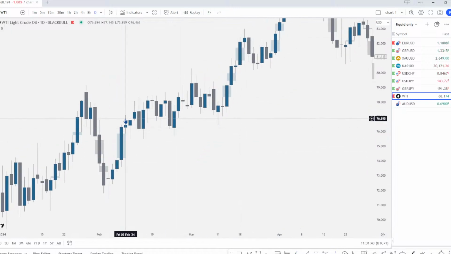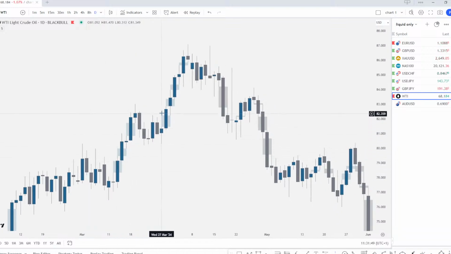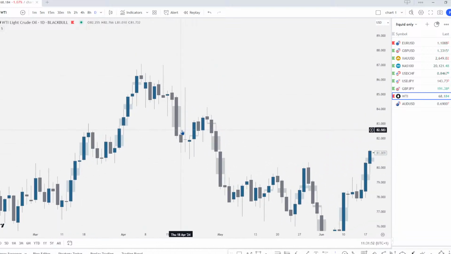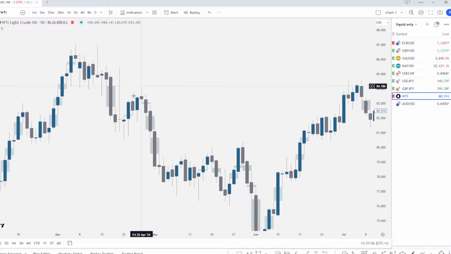Note that the gap is created here. The first gap is created here, so that's the 9th of February. And then we go bullish and continue bullish until here, which is the 18th of April. From here, you're looking for bearishness.